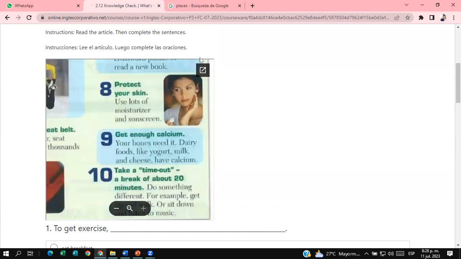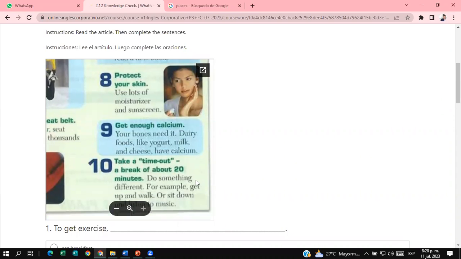Nelson, 8. Protect your skin. Use lots of moisturizer and sunscreen. Okay, Milena, 9. Get enough calcium. Your bones need it. Dairy foods like yogurt, milk, and cheese have calcium. Okay. Jenny, the last one. Take a time out, a break of about 20 minutes. Do something different. For example, get up and walk or sit down and listen to music. Okay. Thank you, guys.